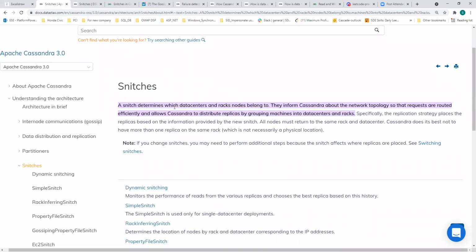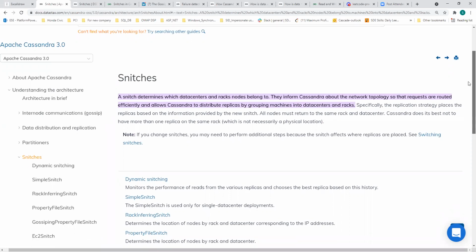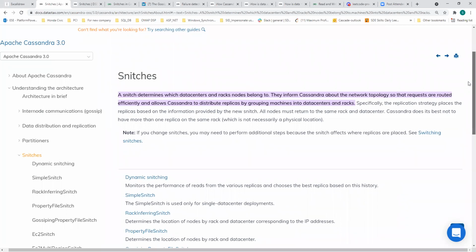A definition of snitch is it determines which data center and racks a node belongs to, and they inform Cassandra about the network topologies so that the requests are routed efficiently. And the topology is really important, right? Because that will actually determine the responsiveness, how quickly a read request, or any sort of request, can be responded to, right?